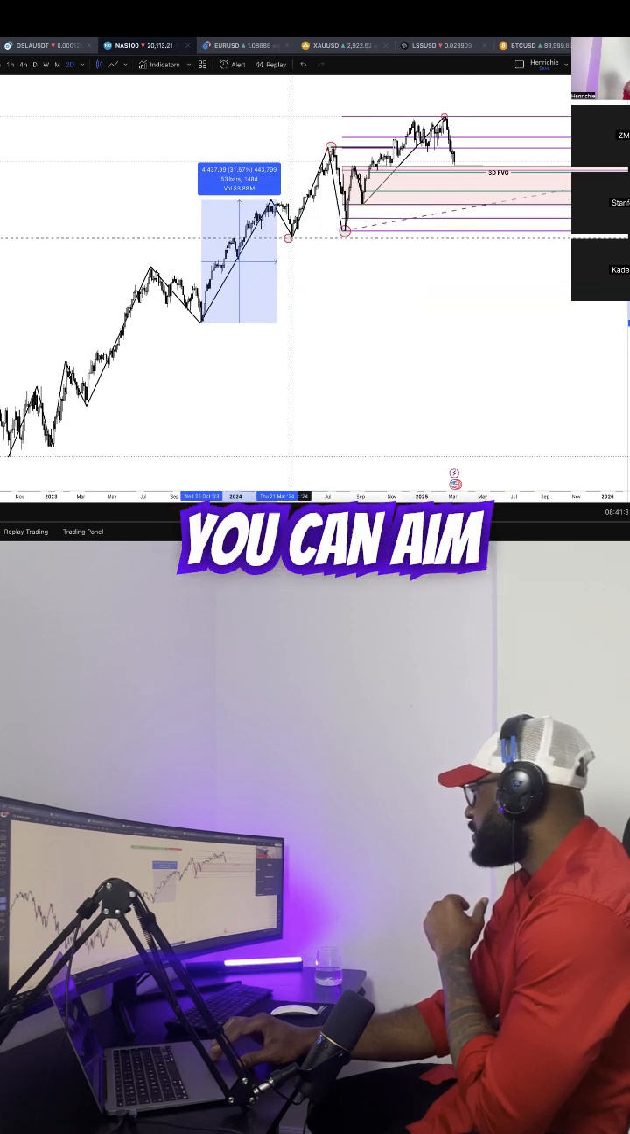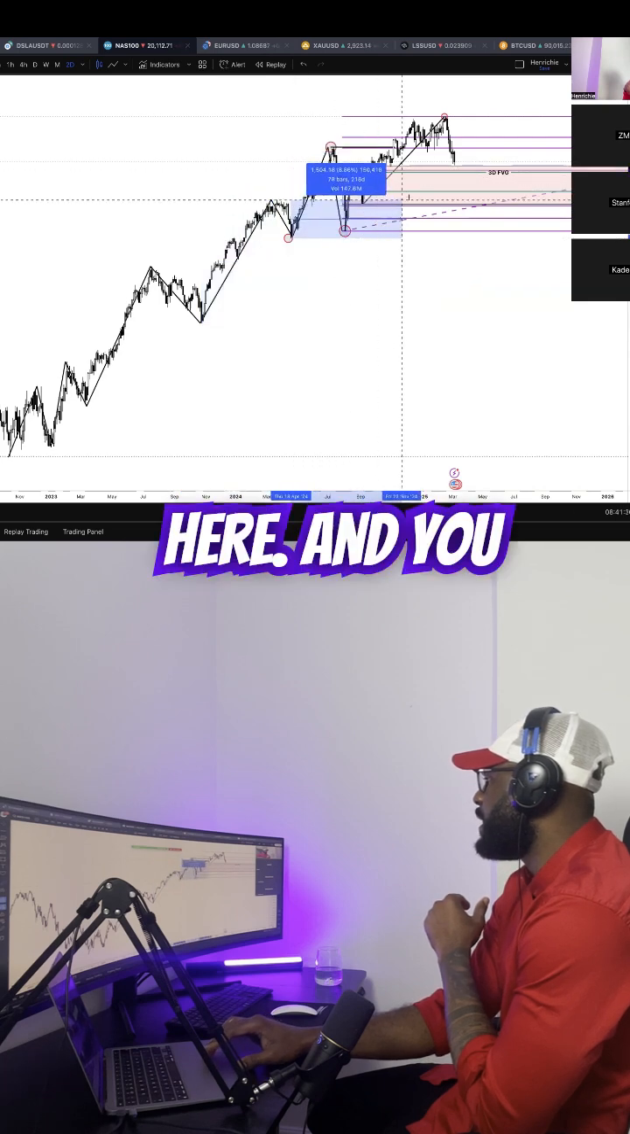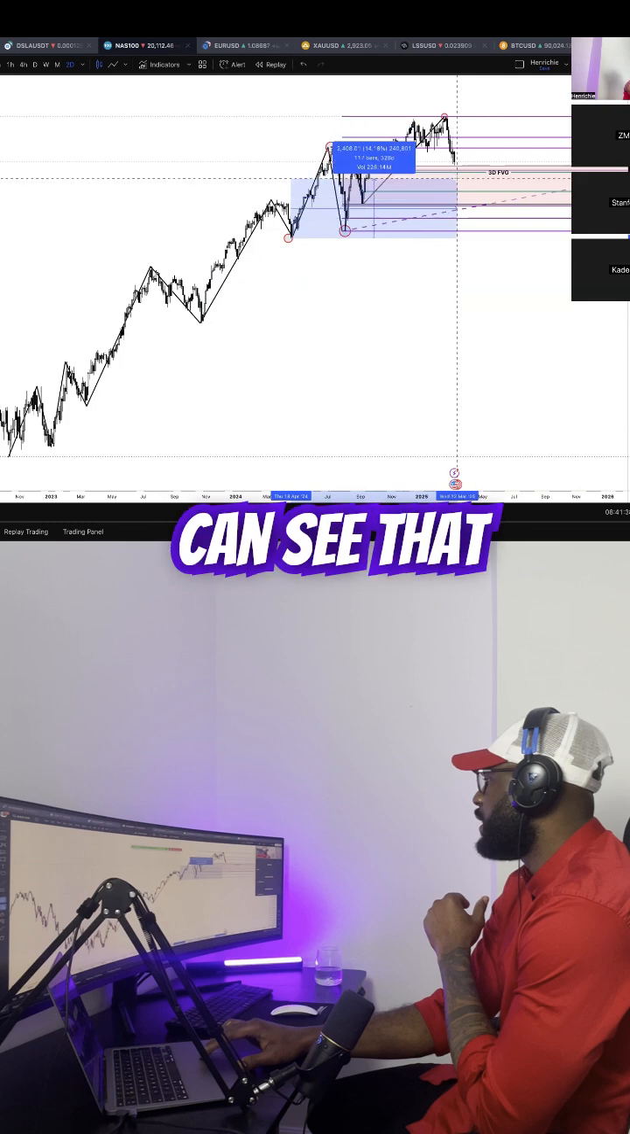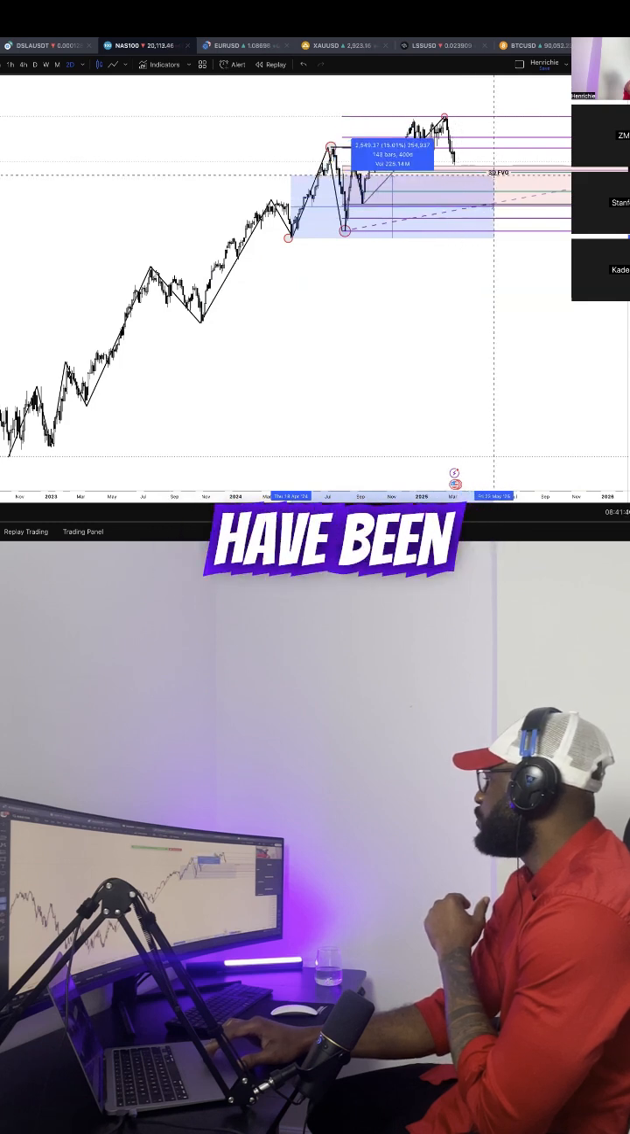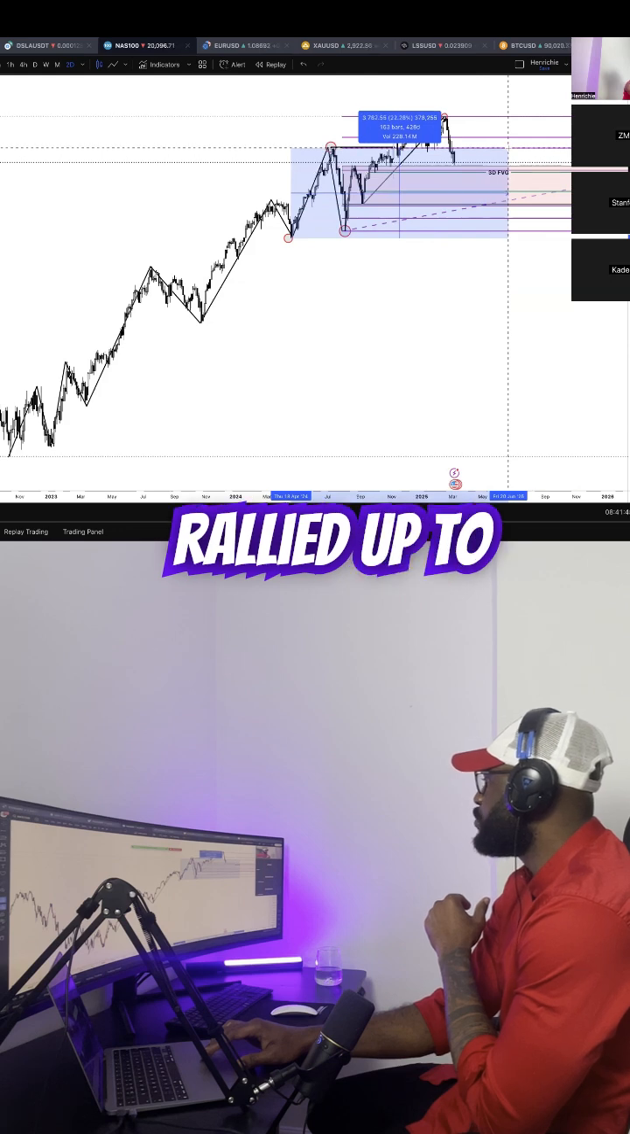After this retracement, you can aim for 15%. 15% is around here. And you can see that your take profit would have been smashed. Price rallied and rallied up to 22%.